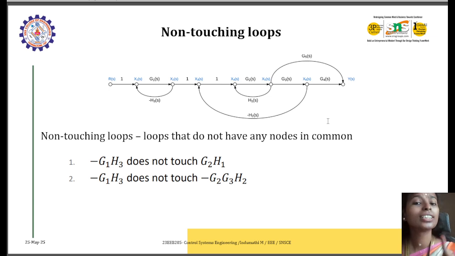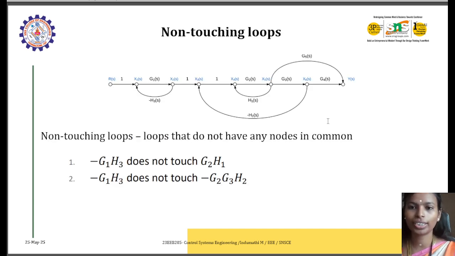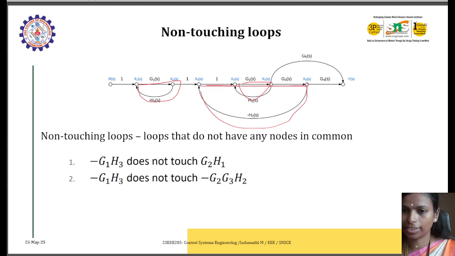We have two forward paths. Next come the forward path gains, and we have individual loops and non-touching loops. Before going to the non-touching loops, what are the individual loops? This is an individual loop, this is an individual loop, and this is an individual loop. Depending on the direction of your signal flow graph, it's going in this direction and coming in this direction, so this is a loop. But this is not a loop, because the direction here is the same direction, so this is not a loop.